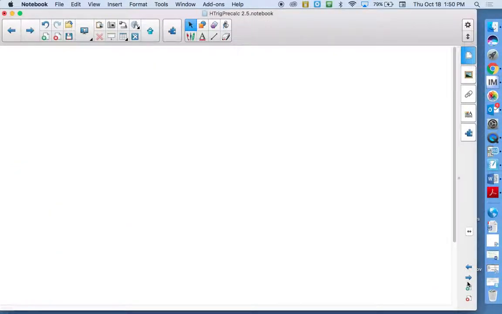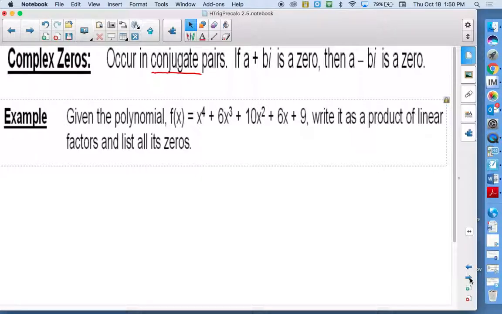So the little statement underneath talks about complex zeros and the conjugate part that we said yesterday. So complex zeros occur in conjugate pairs. That means if you have 5 plus 2i, you're going to have 5 minus 2i. If you have a positive 2i, you're going to have a negative 2i. They always will go together. So if you have an i, you always have to have a negative i, no matter what.